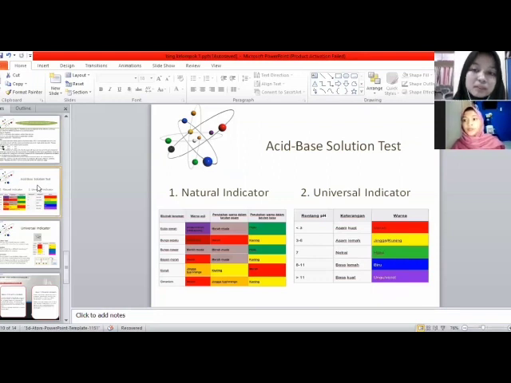Acid-base solution test. To determine whether a solution contains acid or base is to use an acid-base indicator. The indicator is a complex compound that can react with acid or base. 1. Natural indicator. Natural indicators are indicators that are made using plant extract such as flowers, tubers, fruit skins, and colored leaves. 2. Universal indicator. Universal indicator is a mixture of various indicators that can show the pH of a solution by changes in color. Next.